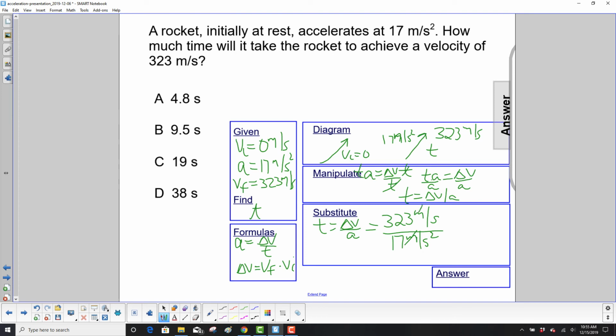Meters cancel out, and you bring up this 1 over second squared in the denominator, and it makes it second squared in the numerator. So what we'll have here is second squared that we bring up from the denominator, and the numerator still has this 1 over seconds. So that cancels out, and we get seconds, which is good because we're looking for time. Carry out the division, and we get time is equal to 19 seconds. And put a box around it. Our answer is C.